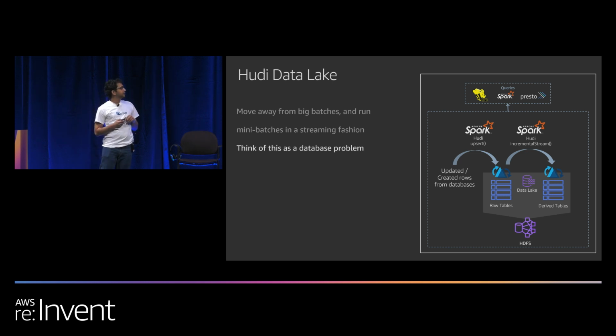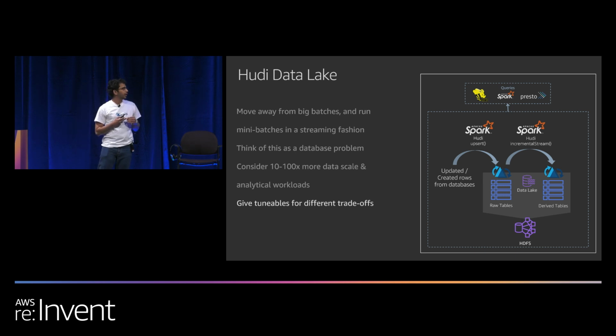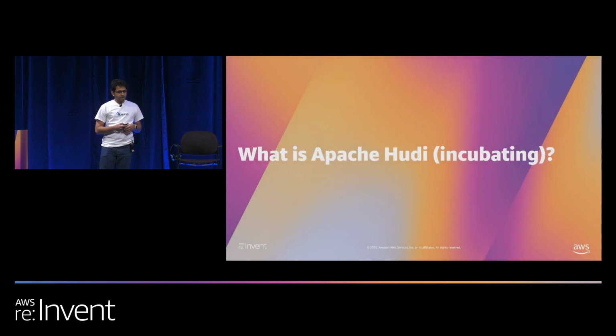We completely rethought this as a database problem, also considering the fact that this has to now scale for 10 to 100x more data than your typical, say, OLTP database, optimized for analytical workloads, and we also provide a lot of tunable trade-offs. So if you really want data freshness over columnar query performance, or do you want columnar query performance, we expose different views of the data as you will see moving forward. So with that kind of context, let's dive into Hudi.